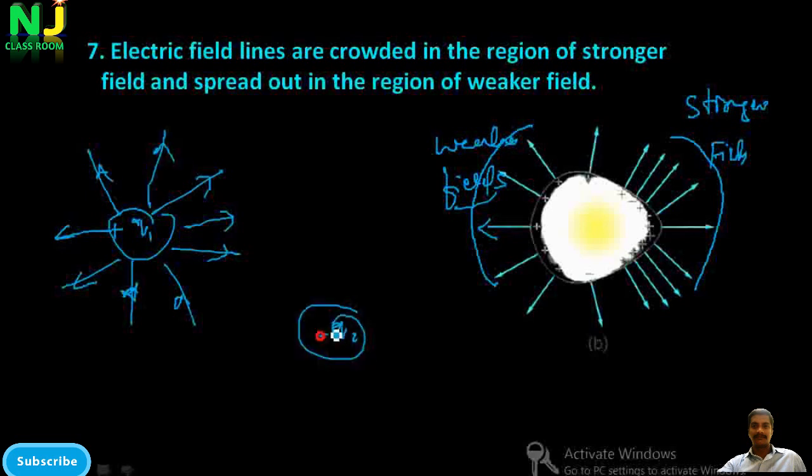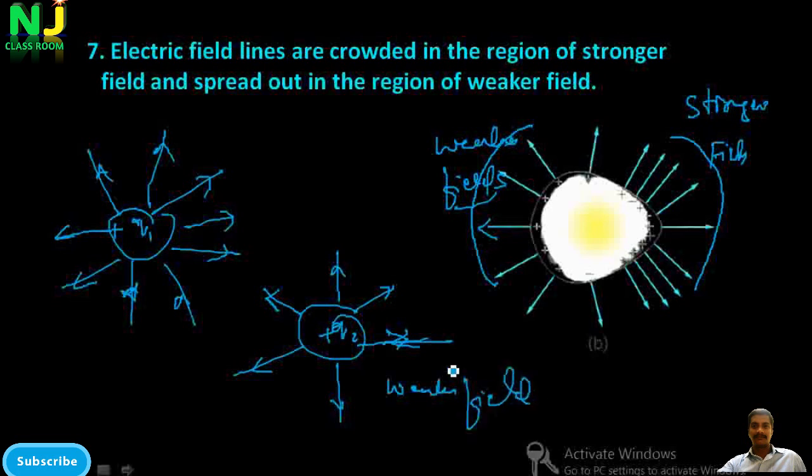Now consider another charge Q2, which is also positive. We have written only a few lines here. What does this represent? It represents the weaker field. And the first one represents the stronger field. So that is how to represent a strong field and a weak field by using electric field lines.